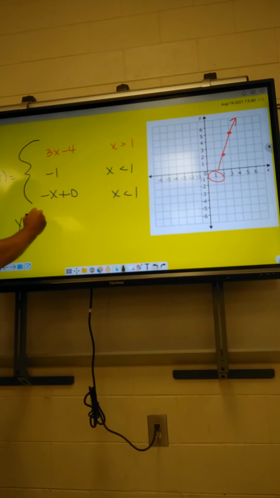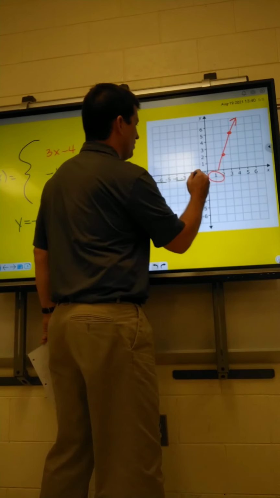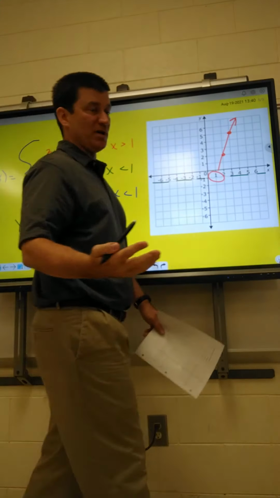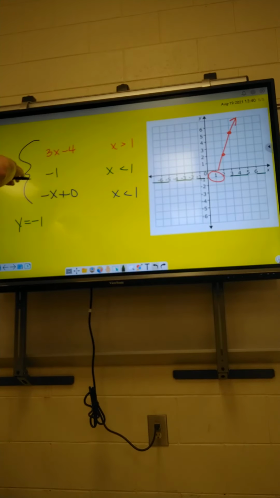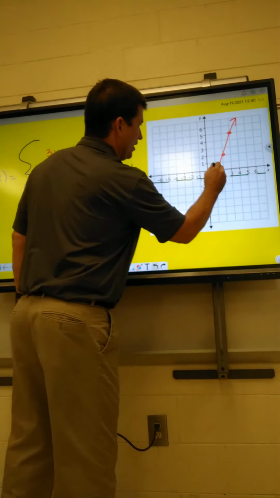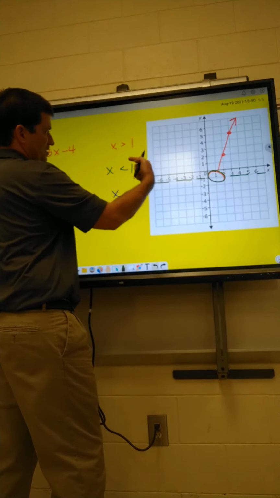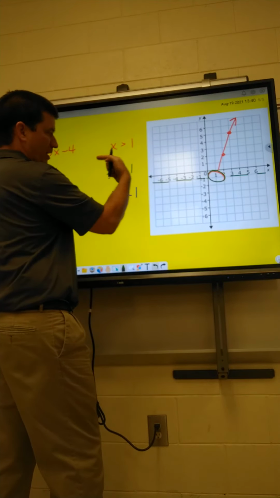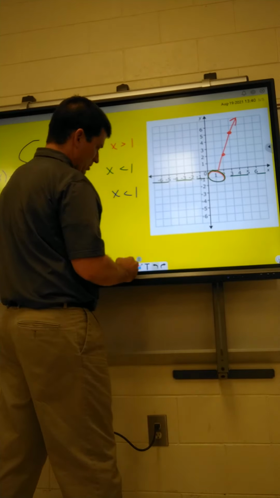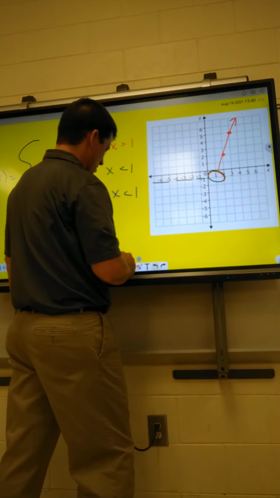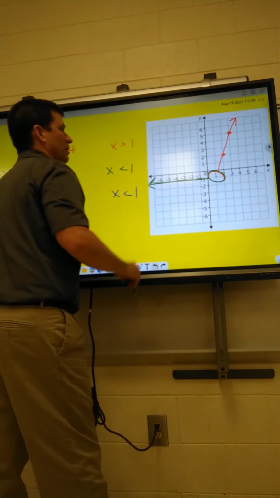Next, y equals -1. So this is going to be, remember, I'm going to draw a dotted line because I'm going to have to erase half of it. It's going to be going through there. Open circle at 1 again. That's already there. This time it's got the arrow pointing back left, less than. So erase that. Keep the left side.